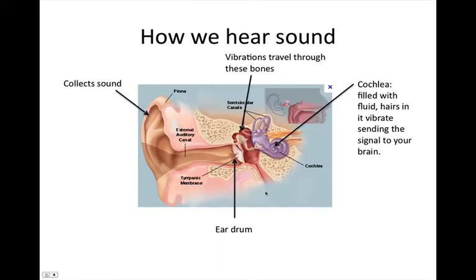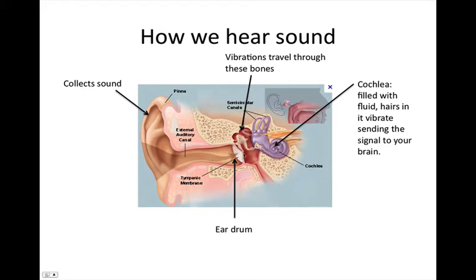So briefly, just a quick description of how the ear works. We've got the earlobe here, which collects the sound and channels it into this auditory canal, where the pressure differentials caused by the sound wave cause your eardrum to vibrate.